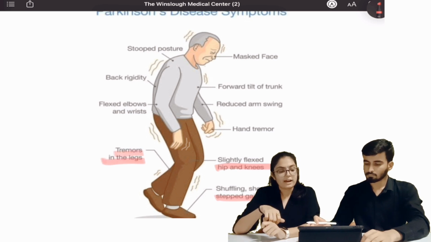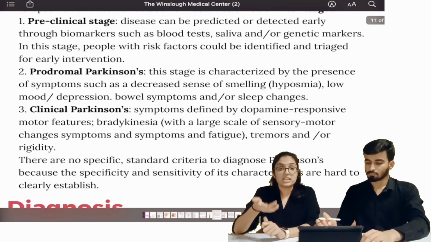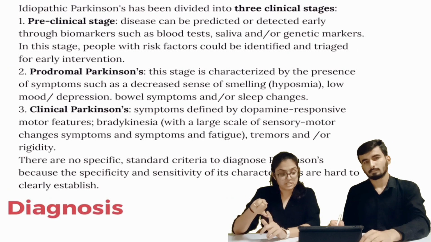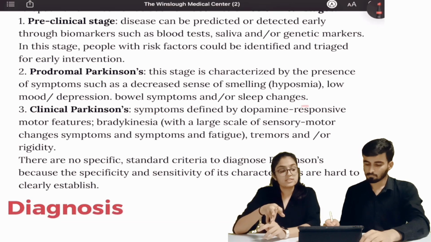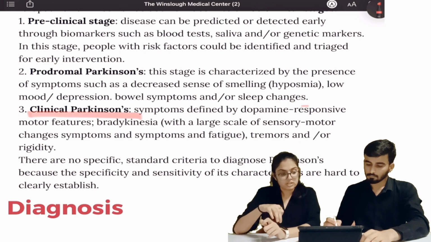Further, we have the stages. The stages are the preclinical stage, the prodromal Parkinson's stage, and the third one is clinical Parkinson's. The clinical Parkinson's symptoms are defined by dopamine-responsive motor features, that is bradykinesia, tremors and rigidity.